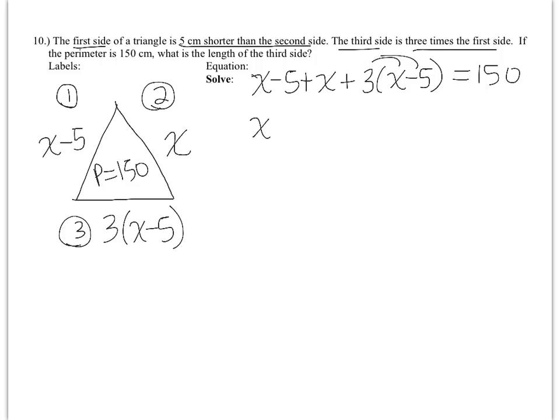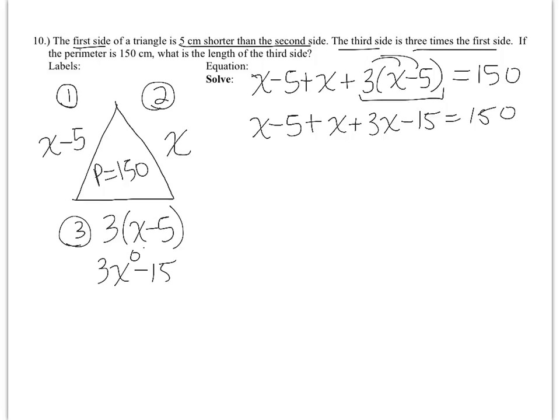So I'm going to have x minus 5 plus x plus 3x minus 15 equals 150. And notice when I distributed that, I got 3x minus 15. If you had written over here that the third side was 3x minus 15, that's correct as well. You could put either one, doesn't matter. So now we're going to combine our like terms. So x plus x is 2x plus 3x is 5x. Combine negative 5 and negative 15, that gives me negative 20. And that's going to equal 150.